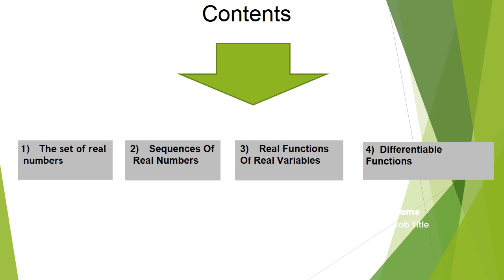Now we present in detail the contents of this module. This module contains 4 chapters. The first one titled The Set of Real Numbers. The second titled Sequences of Real Numbers. The third chapter titled Real Functions of Real Variables. And the last chapter titled Differentiable Functions.